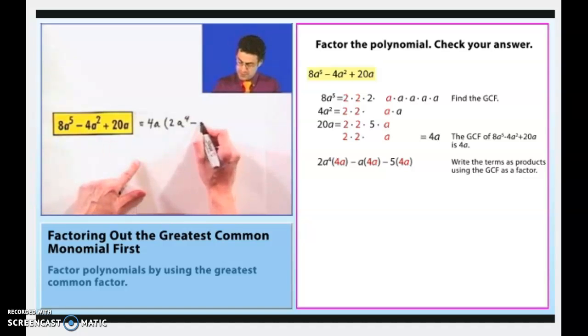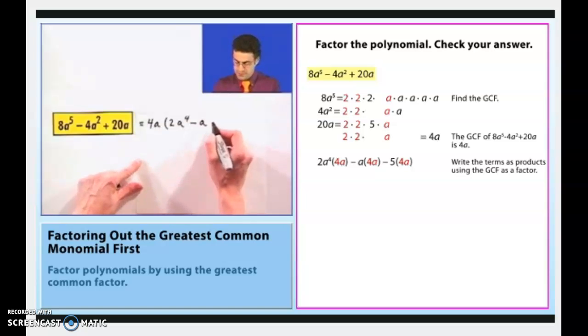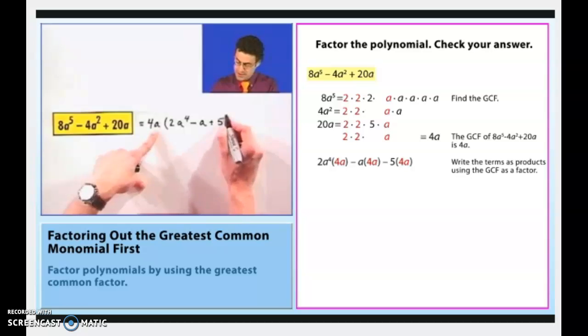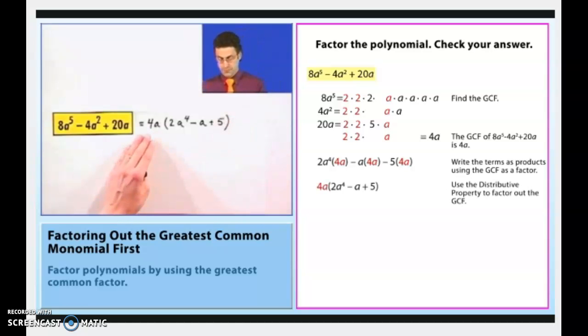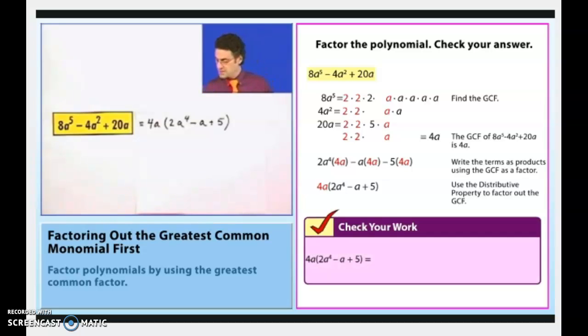If I factor out one copy of my 2 a's, I'm left with just 1 a. And then finally, if I factor a 4 out of the 20, then I'm left with 5, since 5 times 4 is 20, and the a I factored out already. And so I have this result: 4a times the quantity 2a to the 4th minus a plus 5. And we can check that answer again by distributing.